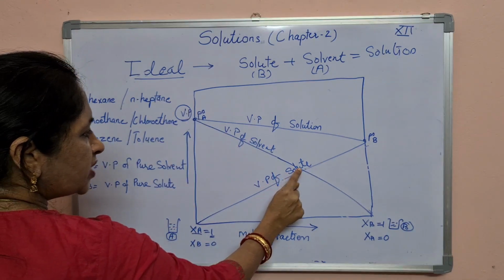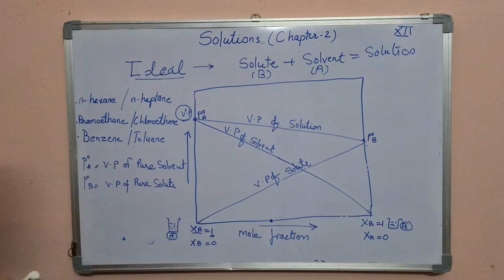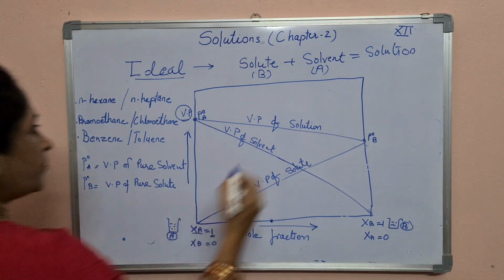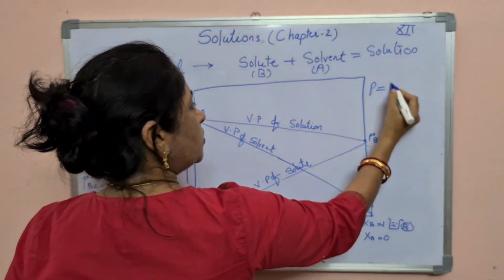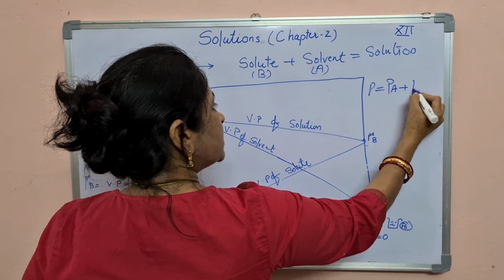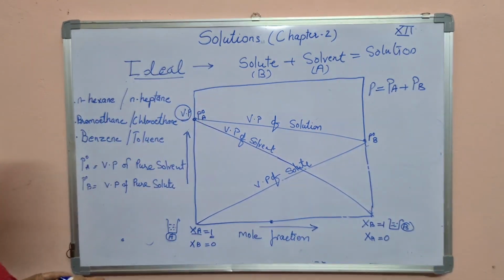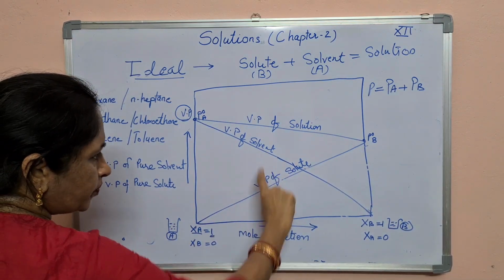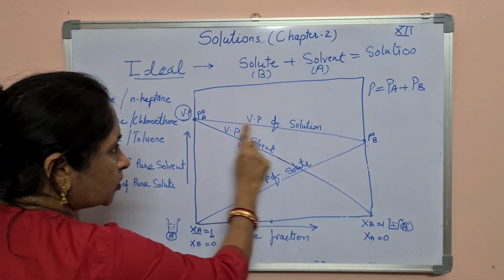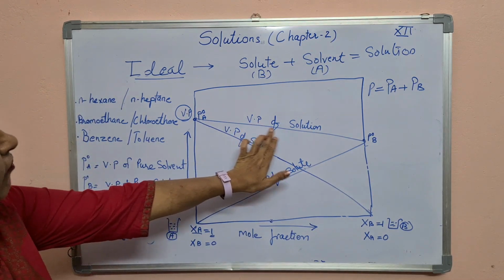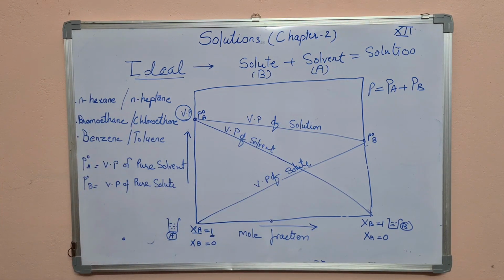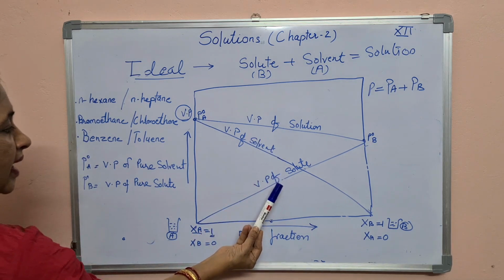This is the line for the vapor pressure of the solute. And yes, for the ideal solution, Raoult's law is obeyed. It means that P equals PA plus PB. It means that the sum of these two should be equal to this line. That is why this is the line of vapor pressure of the solution. So we are going to prove with the help of this graph that the vapor pressure of the solution is equal to the sum of the partial vapor pressures of solvent and solute.